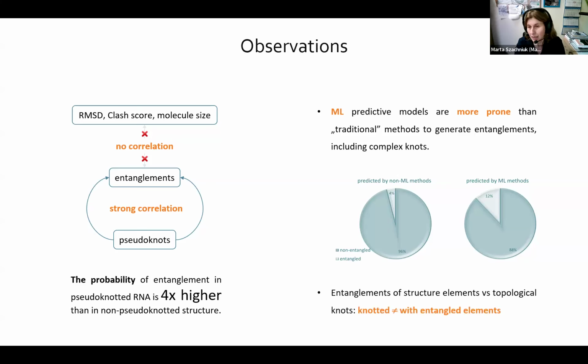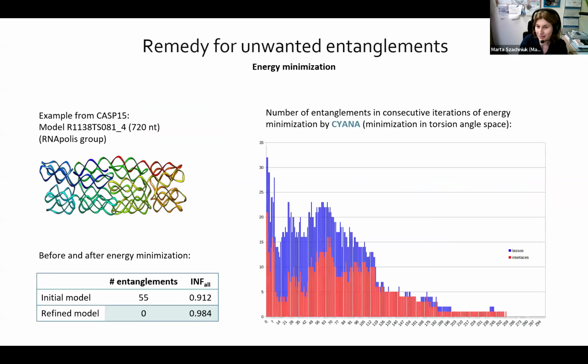We also found that there is no direct relationship between topological knots and entanglement of structure elements in structures. So we can find structures which have topological knots but no entangled elements. We can find structures which have entangled elements but no topological knots, and we can find those that include both topological knots and entangled structure elements.